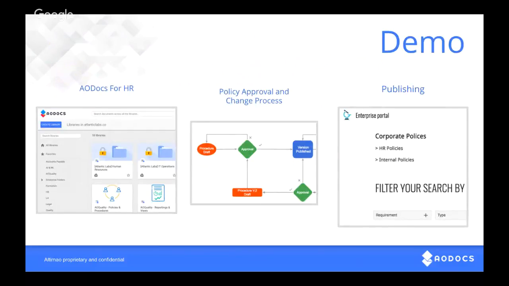So in this demo, I'm going to switch very quickly into a proper live demo environment. We're going to have a look at how a document gets created from the AODocs user interface. Then we're going to see how this document gets approved live through a specific level of approval. And then we're going to have a look at how this document can be published when it's fully approved inside an intranet.